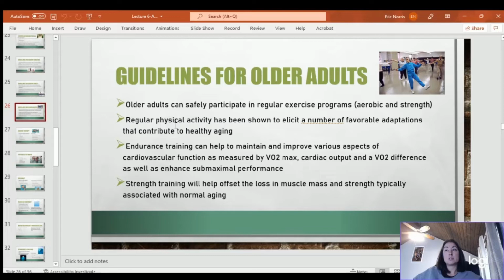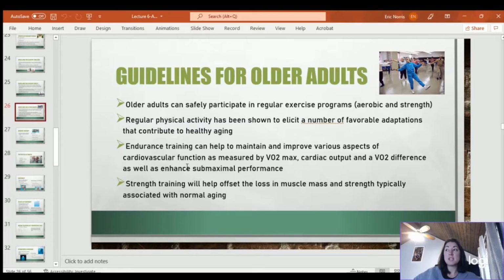Guidelines for older adults. Older adults can safely participate in regular exercise. Regular physical exercise has been shown to elicit a number of favorable adaptations that contribute to healthy aging, including not losing your strength or your power as quickly, continued balance, continued overall general health.